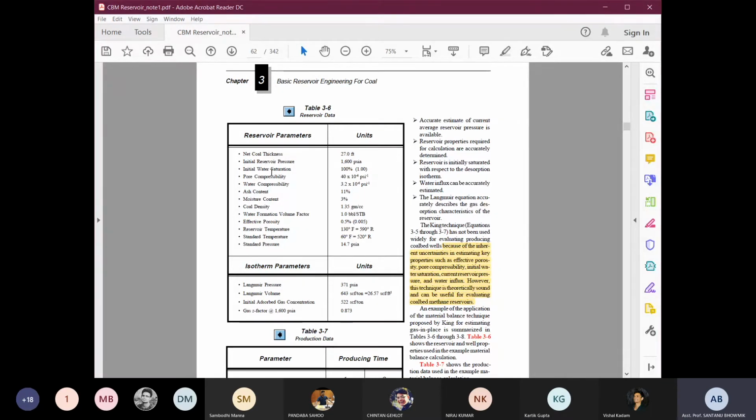All these are in the imperial units, or the FPS system. So you can see the net coal thickness, initial reservoir pressure, initial water saturation, everything. You can see that the initial water saturation is given as 100%, so the fraction is 1, totally filled with water. So now you can understand that the reservoir is totally saturated with the water.